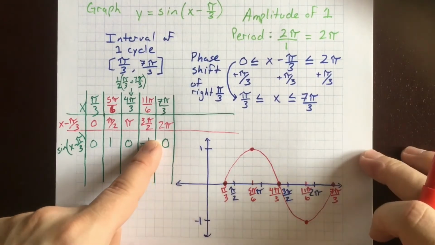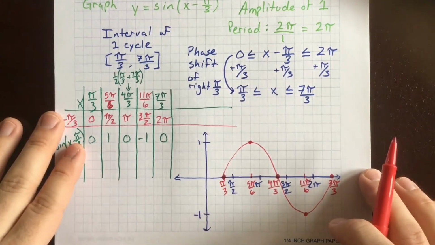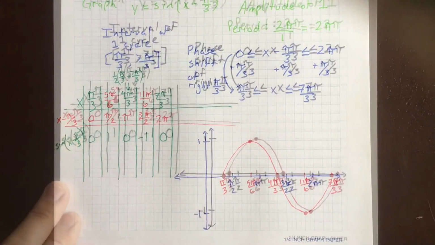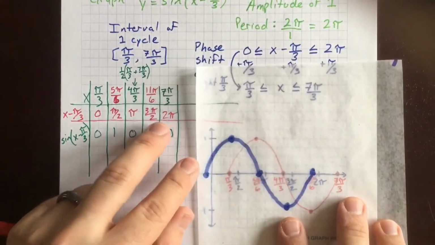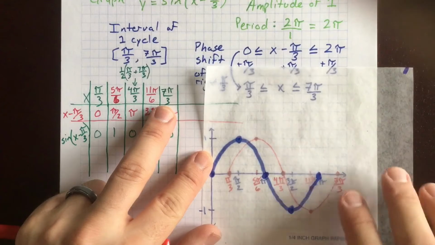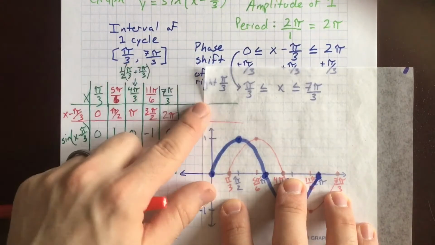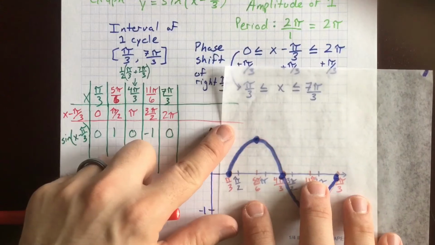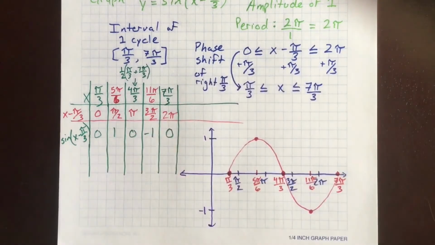There we go. So with this, we can see how our graph is simply shifted. So using this tracing paper again, placing it where it typically would be without a horizontal shift, we can see that with a minus pi over 3, we shifted to the right that amount. Let's look at another example.